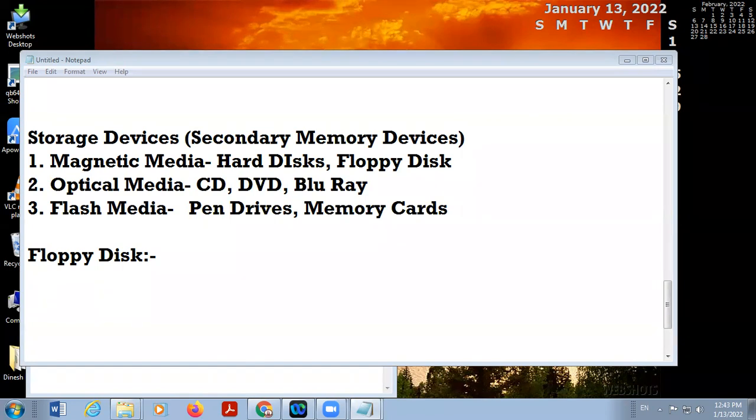Yes, sir. Beta, how much data can we store in a floppy disk? Sir, 1.44 MB. Yes, it is 1.44 MB. So the floppy is not famous at present because it stores very little data, that is 1.44 MB. It is called floppy due to its material, because it is flexible. Clear? Due to its flexibility, it is very delicate.